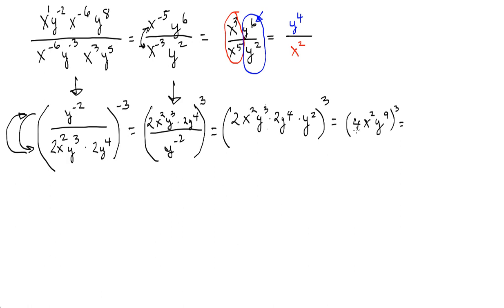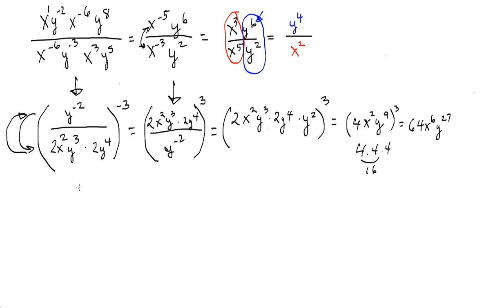Power of a quotient. 4 to the 3rd power is not 12. 4 times 4 times 4, that's 16 times 4, which is 64. x to the 2 times 3 is x to the 6th. y to the 9 times 3 is y to the 27th. There's my answer: 64x to the 6th, y to the 27th.